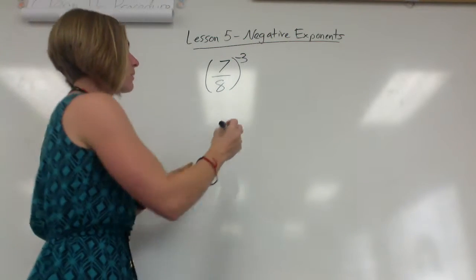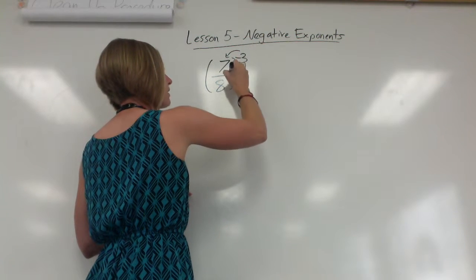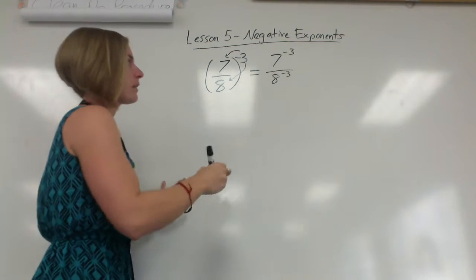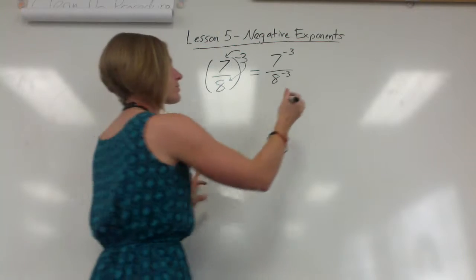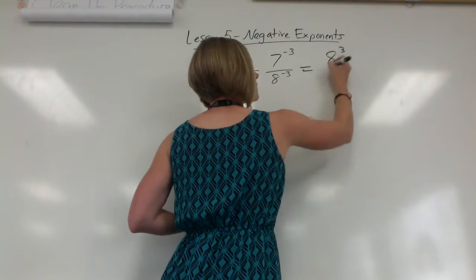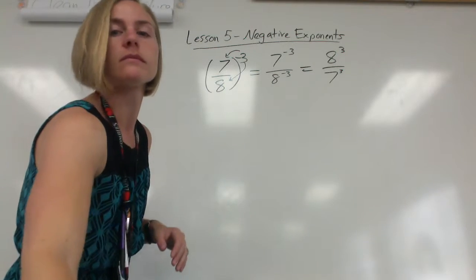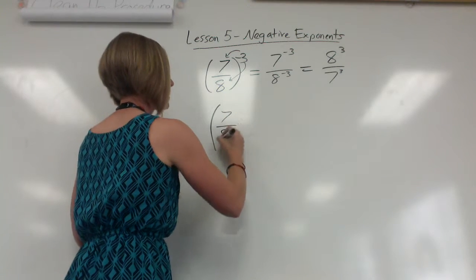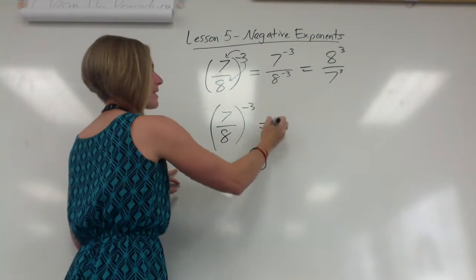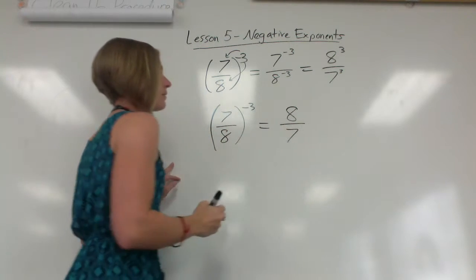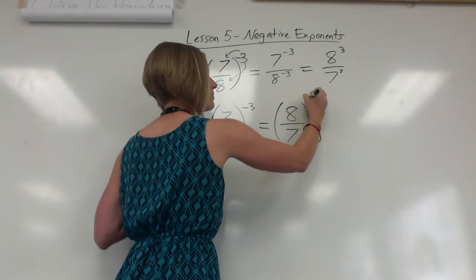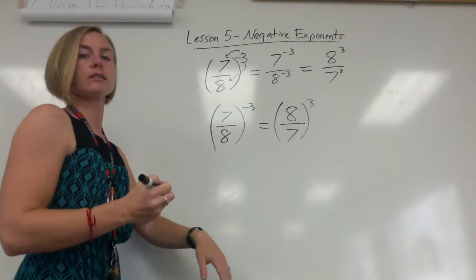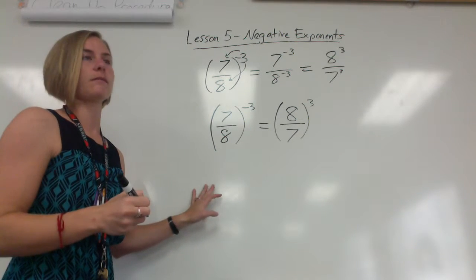All right, again, the long way would be to distribute the -3 onto both of them. So you have a 7 to a -3 over 8 to a -3. And then the 7 needs to go to the bottom, and the 8 needs to go to the top. Okay? So you can do it that way, or we can just do the flip method. 7 over 8 to a -3rd. Take whatever's inside, flip it, so the 8 goes over the 7, and then you just change that exponent to be positive. Okay, so either way is perfectly fine. This top way is a little bit longer, but it's the same thing.